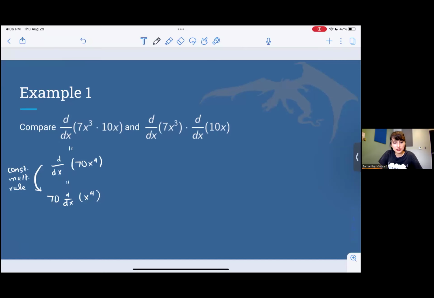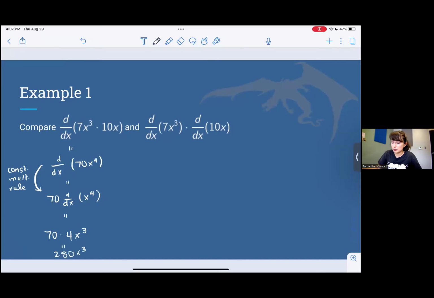And then the derivative of x to the fourth, that was the power rule, so we bring down the 4, so we're left with 70 times 4, and then the power we're left with is x cubed. So in other words, on this side of things, we're getting 280x cubed. Okay. So that's what I would get if I took the derivative of the product.